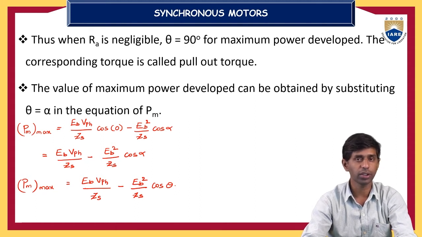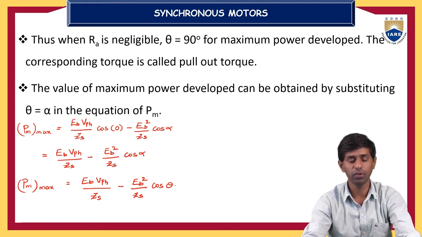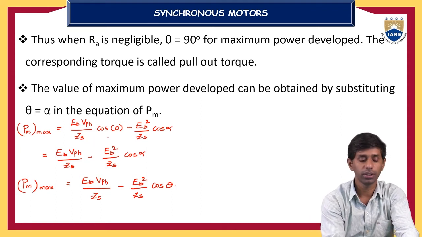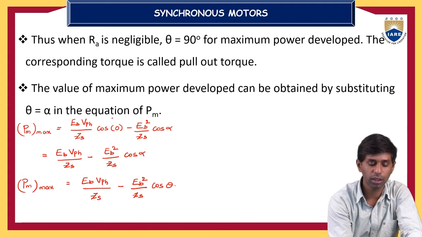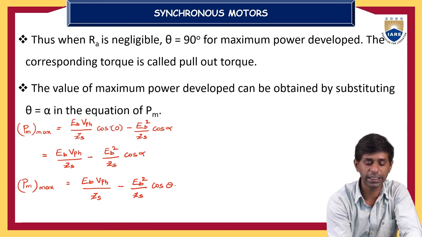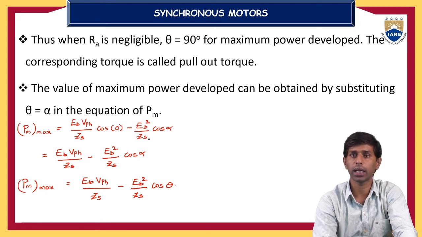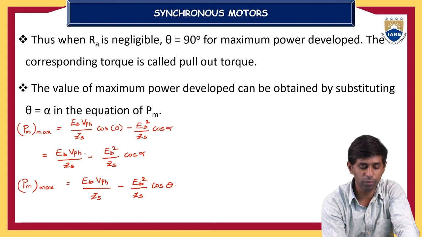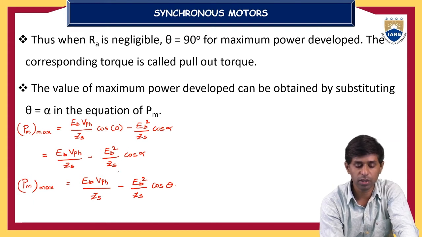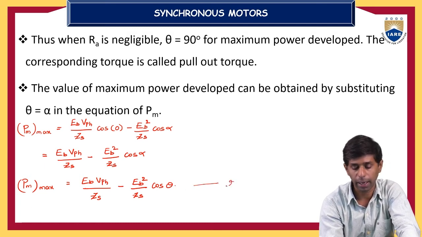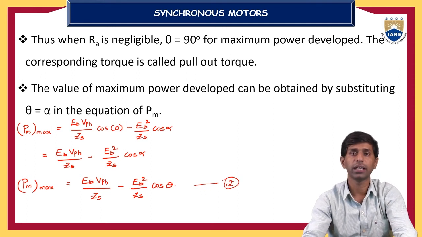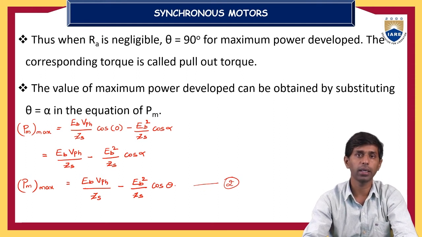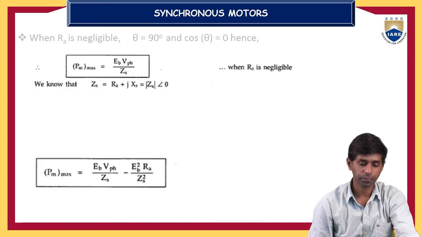Substituting this condition in equation number 1, we get EB V phase by Zs cos(theta minus alpha), where theta is replaced with alpha, so that is cos 0, minus EB square by Zs cos theta, where theta can be replaced by alpha. So it is EB V phase by Zs minus EB square by Zs into cos alpha. This is the expression for maximum mechanical power developed by the synchronous motor, when the internal angle is equal to the load angle alpha.